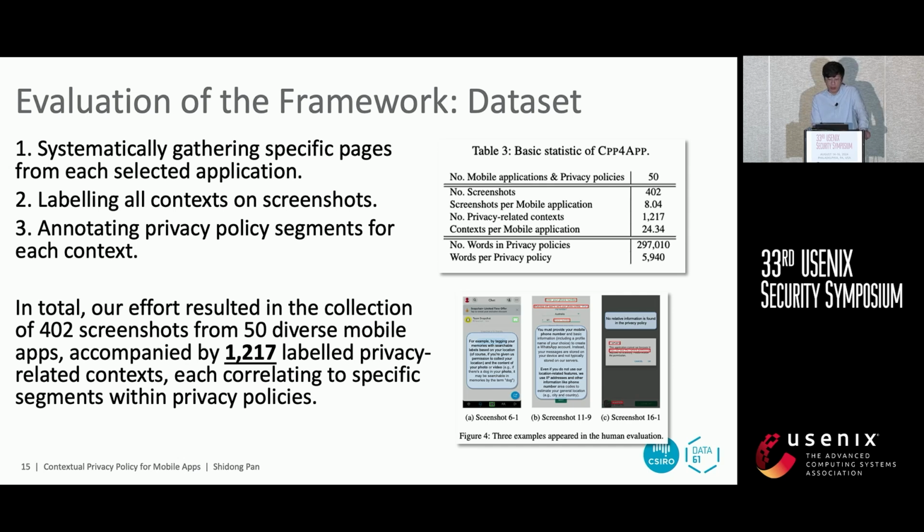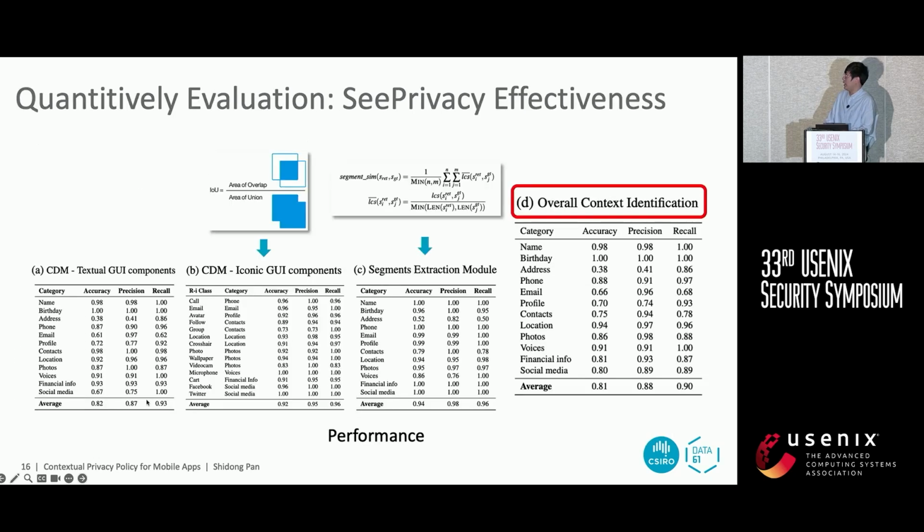And then we evaluate our method by quantitative and qualitative evaluation. For the quantitative evaluation, we first build up a data set to evaluate our framework. We want to make sure that our framework is accurate and usable. So we create a data set called CPP4APP. We collect over 400 screenshots from over 50 mobile apps, accompanied by over 1,000 labeled privacy context and policy segment pairs.